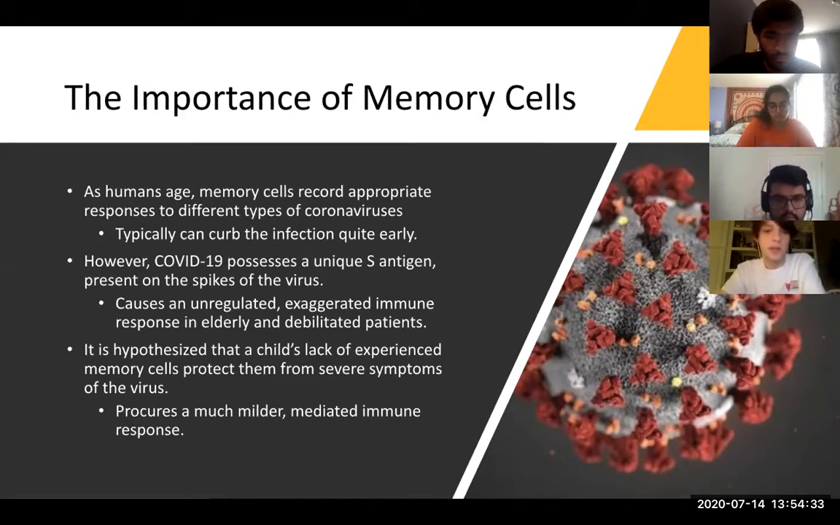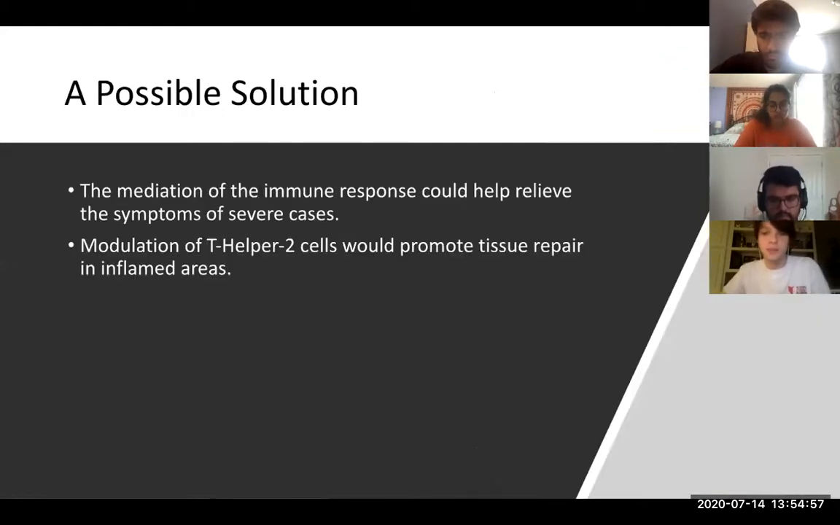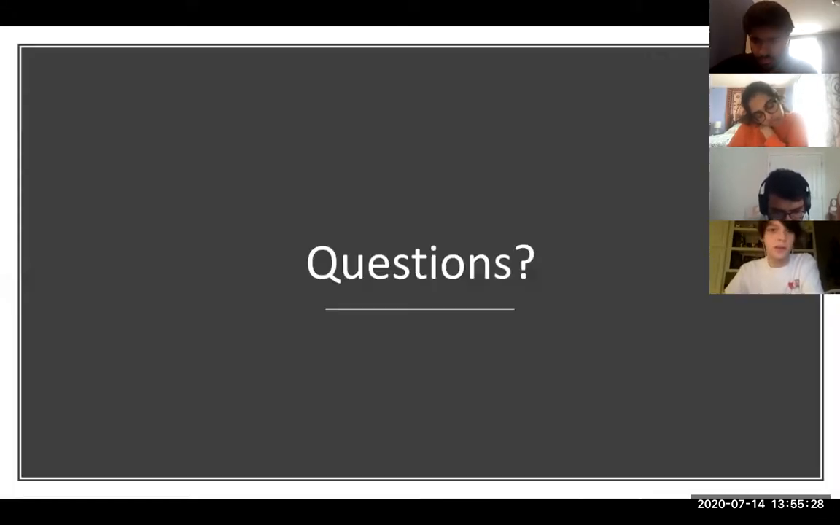That causes a much milder mediated response and doesn't subject them to all that bad stuff that other respiratory viruses cause them, because children get the flu a lot. They're more susceptible to that. So a possible solution to the more severe symptoms would be helping the immune system mediate the response to tissue repair, and that would involve T helper 2 cells. They usually respond to inflamed areas, but you need to increase that because of the exaggerated response. I think that's it. Any questions?